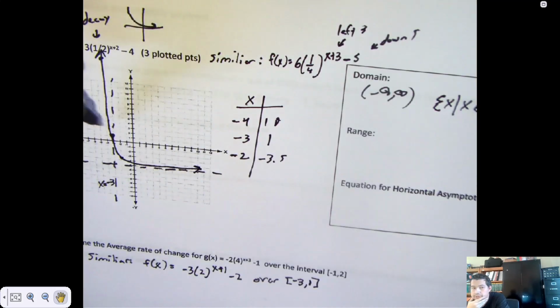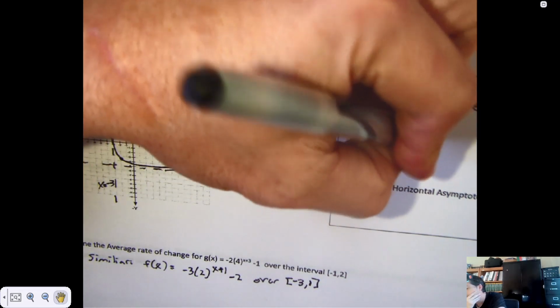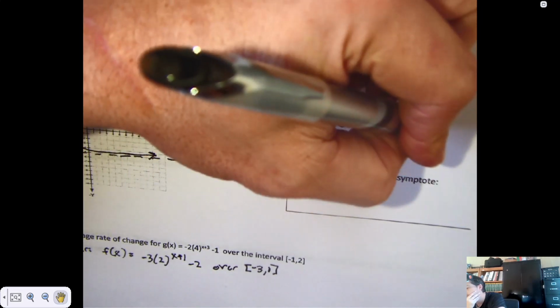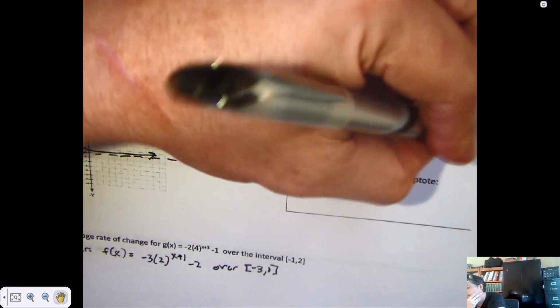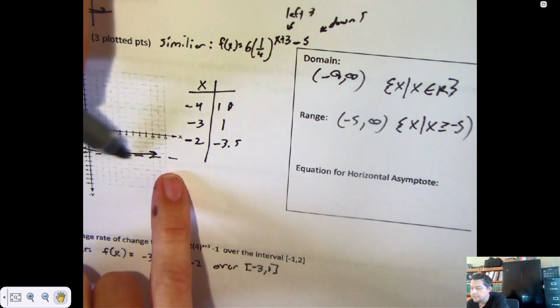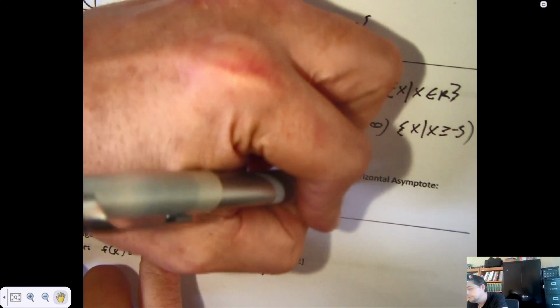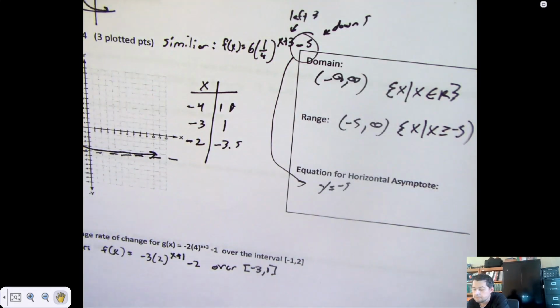The range is going to be a low value of -5 up to the high value of infinity. If you like your set builder notation, all values of x such that x is greater than or equal to -5. And the horizontal asymptote again is right here. So y equals -5. That's what it is.